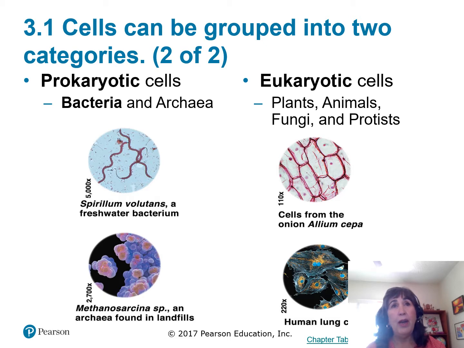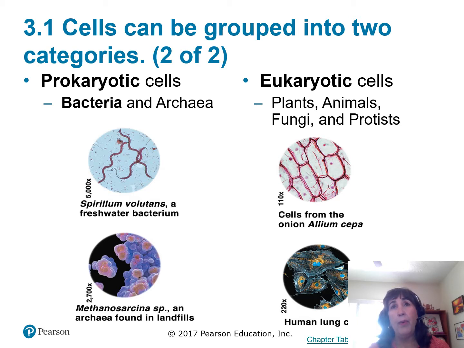So prokaryotic cells can have different shapes, but they include organisms from two domains, domain Bacteria and domain Archaea. And both of these are small unicellular organisms. So here you see Spirillum volutans, and you see another one, Methanosarcina. So here are two types of prokaryotic cells.